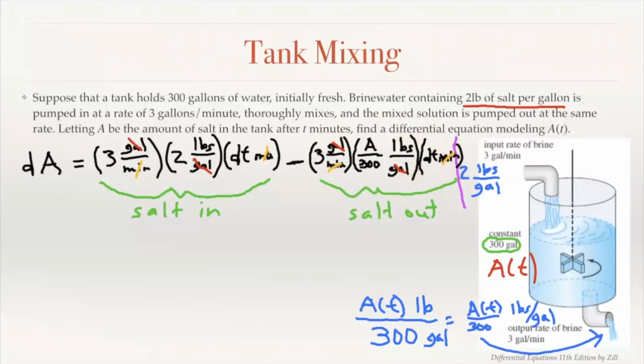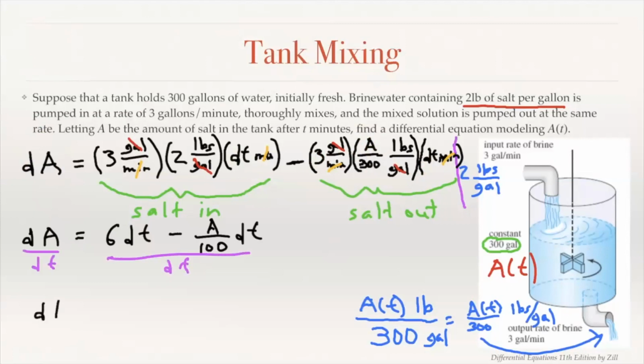Okay, so now we have a relationship between dA and A, and we have our dt's here. We just divide both sides by dt, and we'll have our differential equation. First, let's simplify this. 3 times 2 times dt is 6 dt, minus 3 times A over 300 is A over 100 dt. Okay, divide both sides by dt, and we have dA/dt is 6 minus A over 100.